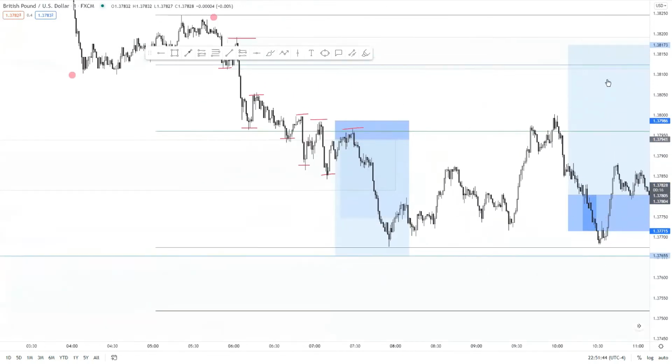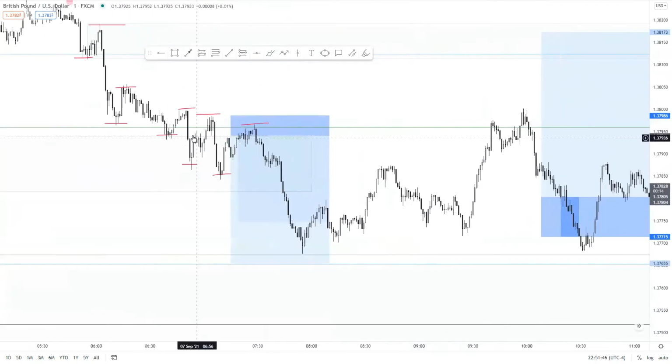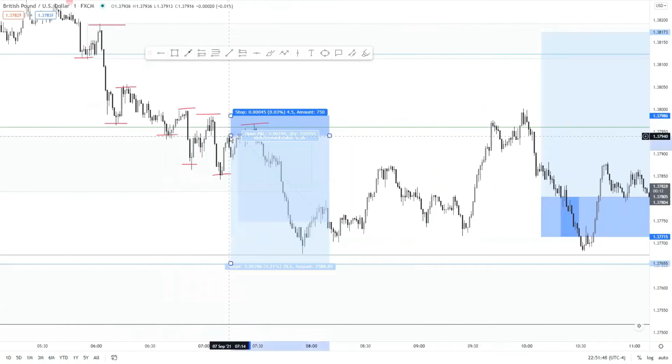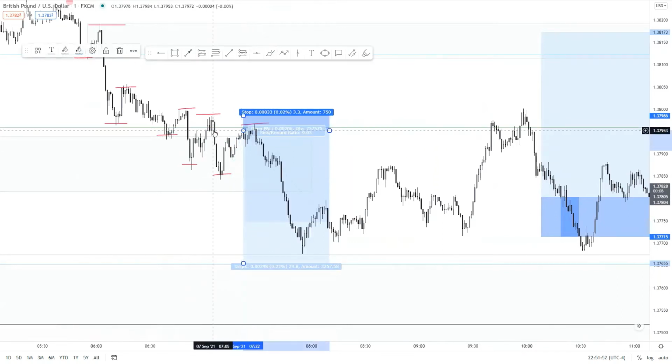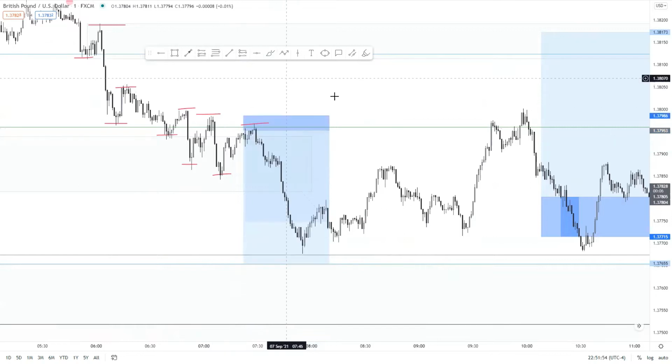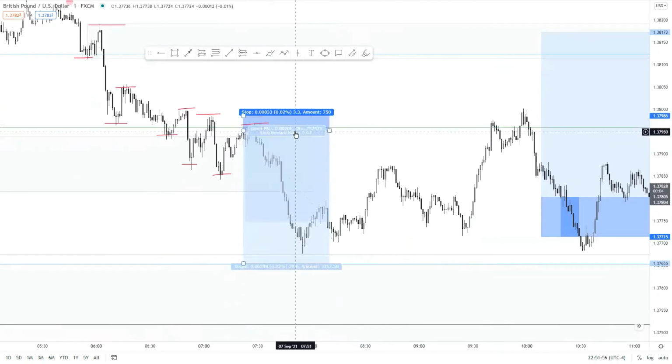I expect it to sell off, and that's exactly what we got, guys. Very minimal drawdown. You could have refined the entry even higher to this inefficiency. It ended up being a 9 to 1 RR.